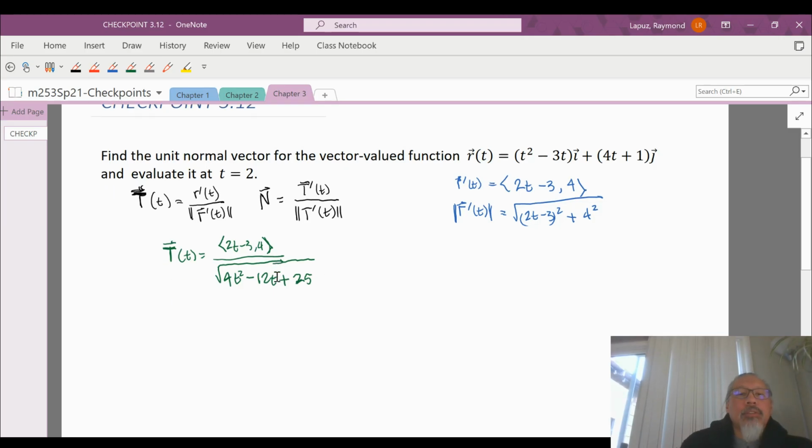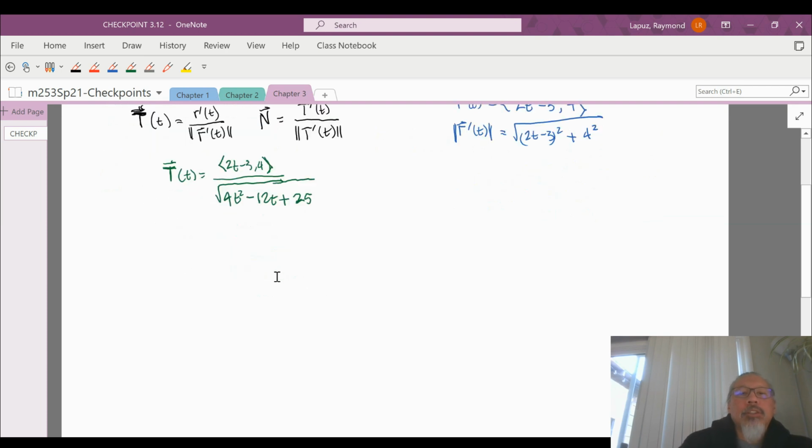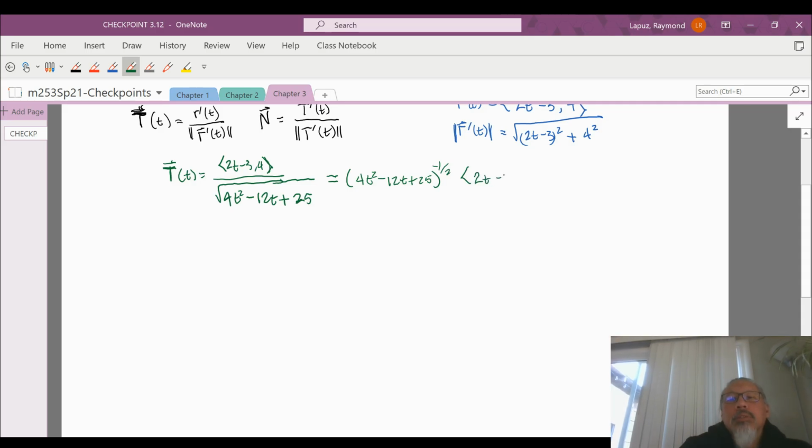Our next step will be taking the derivative of this, and to make it a little bit more manageable, I will rewrite the denominator as (4t squared minus 12t plus 25) raised to the negative 1/2 power, and multiply it by the vector (2t minus 3, 4), which now looks like a scalar multiplication. And with a scalar multiplication, if I want the derivative, all I have to do is take the product rule.